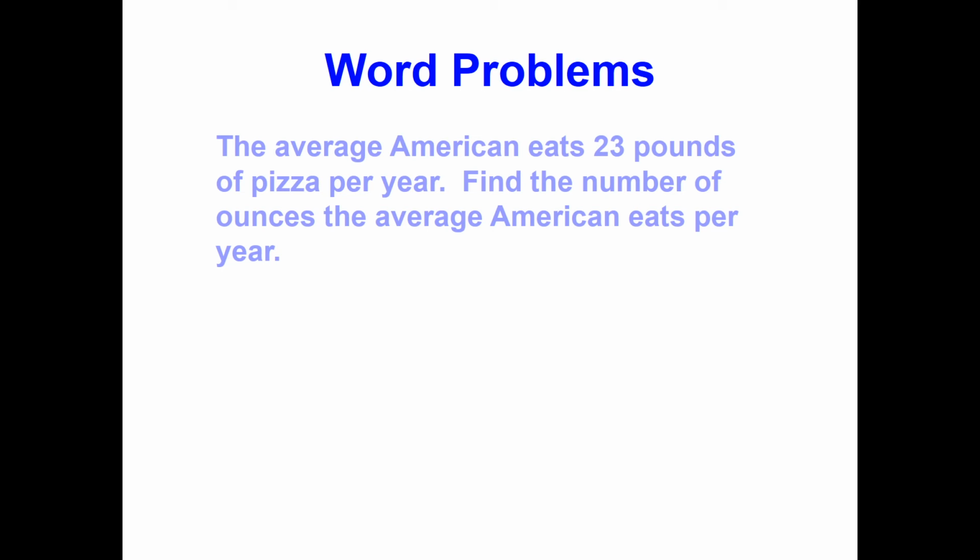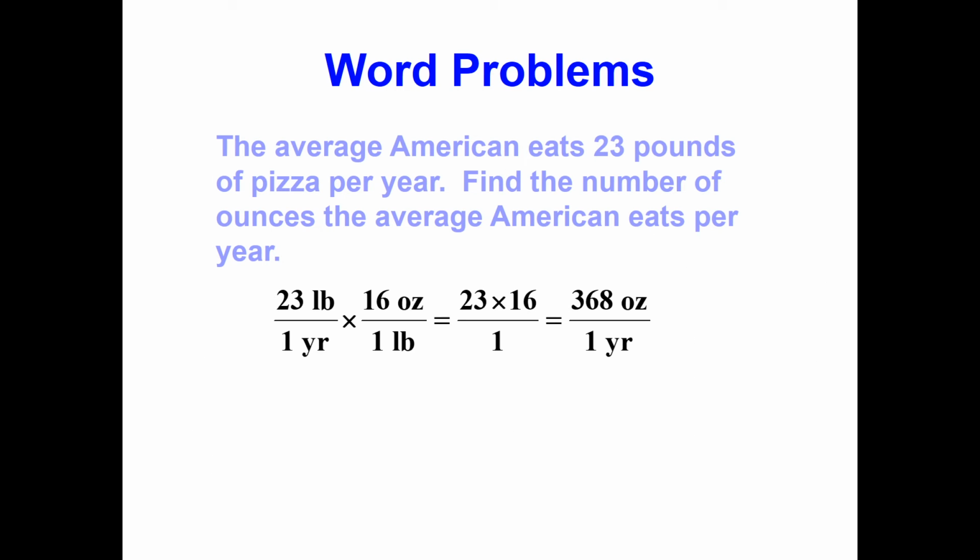So the average American eats 23 pounds of pizza per year. Find the number of ounces the average American eats per year. So again, we'd set it up 23 pounds per 1 year. We know that for 1 pound, there's 16 ounces, and we want to cancel out pounds. So we put 16 ounces to 1 pound, with 1 pound on bottom to cancel out the pounds on the 23. So the average American eats 368 ounces of pizza per year.